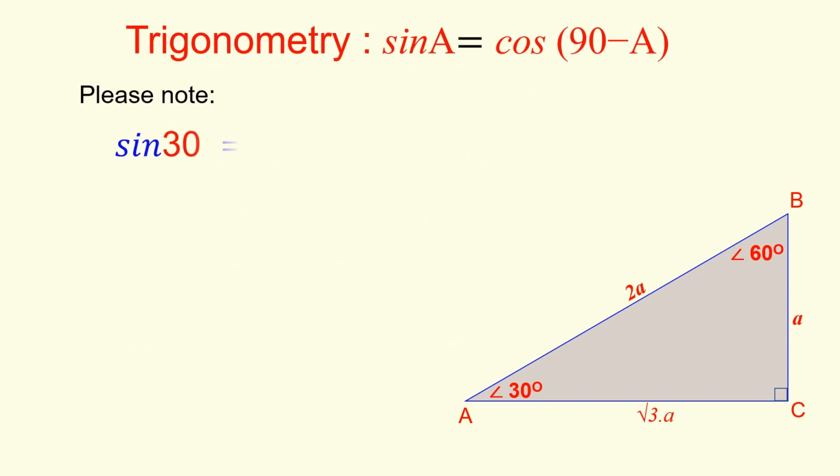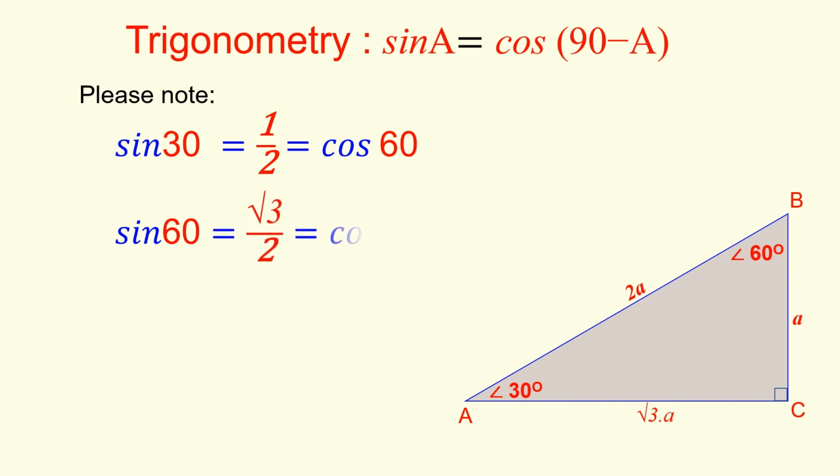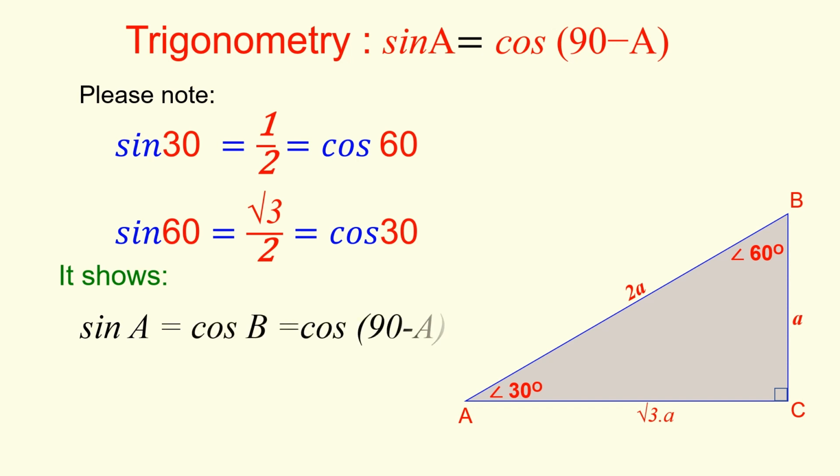Sine of 30 degrees equals 1 by 2 equals cos of 60 degrees. Sine of 60 degrees equals under root 3 by 2 equals cos of 30 degrees. It shows that sine A equals cos B equals cos of 90 minus A. Cos A equals sine B equals sine of 90 minus A.